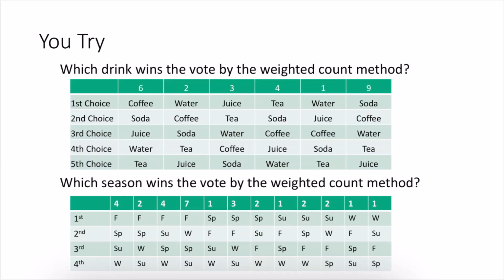So why don't you go ahead and try these two examples and figure out which drink and which season would be the winner by the weighted count method. These two are a little bit different than the example I just did in the sense that you have a different number of choices. But remember, the last choice always gets 1 point, and then you just work your way up from there. So in this first one, the fifth choice votes are going to contribute 1 point. Fourth choice will be 2 points. Third choice will be 3, and then 4 and 5, and so on.